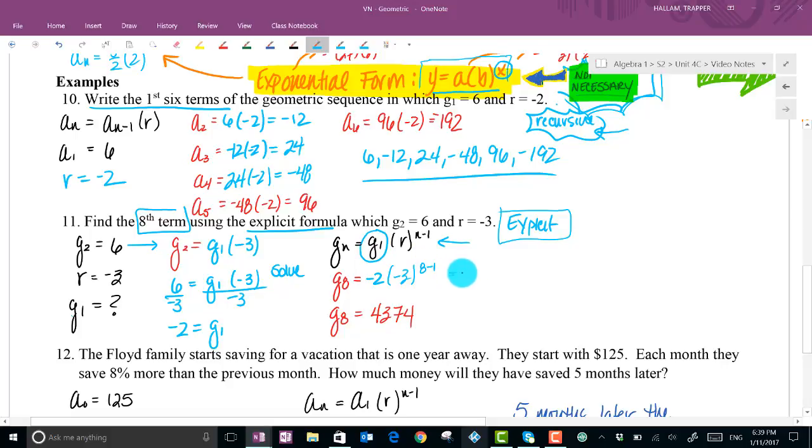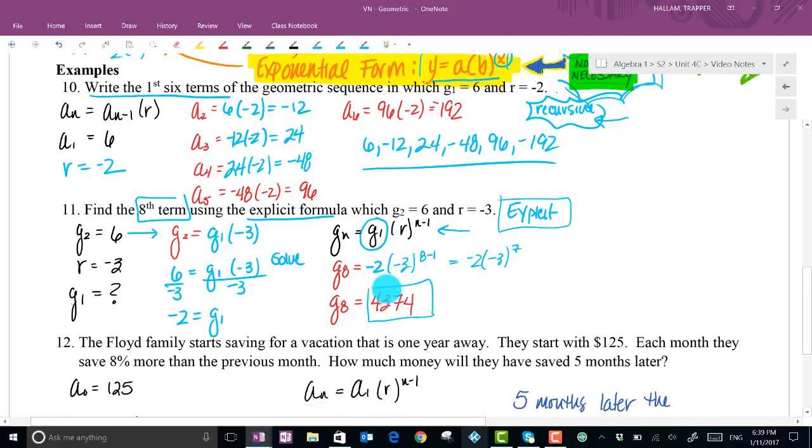So you're going to calculate that out to be -2 times the ratio of -3 raised to the 7th power. So calculate those first: -3 to the 7th power. It'll be a negative number, and then multiply that by -2. You're going to find out that it's 4,374.